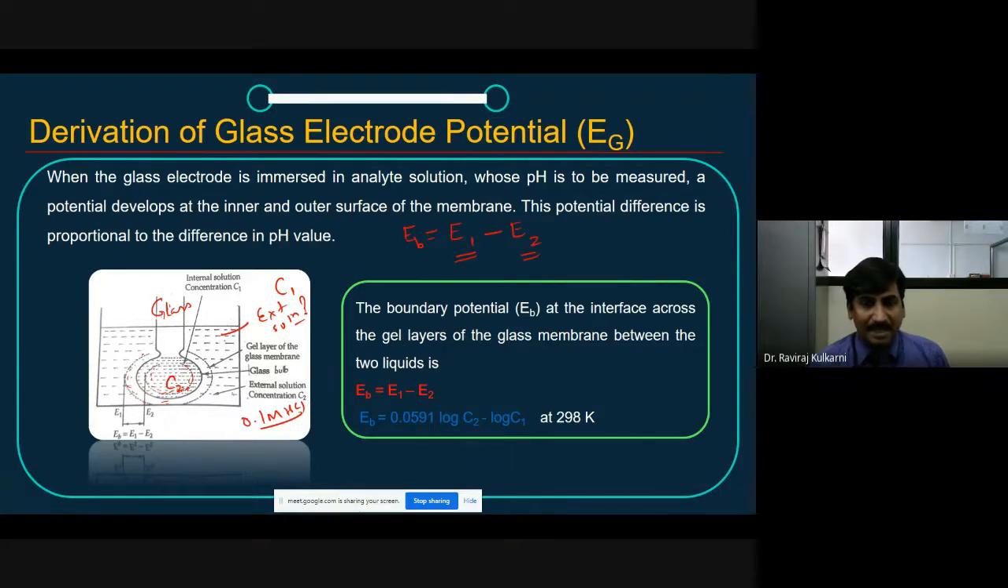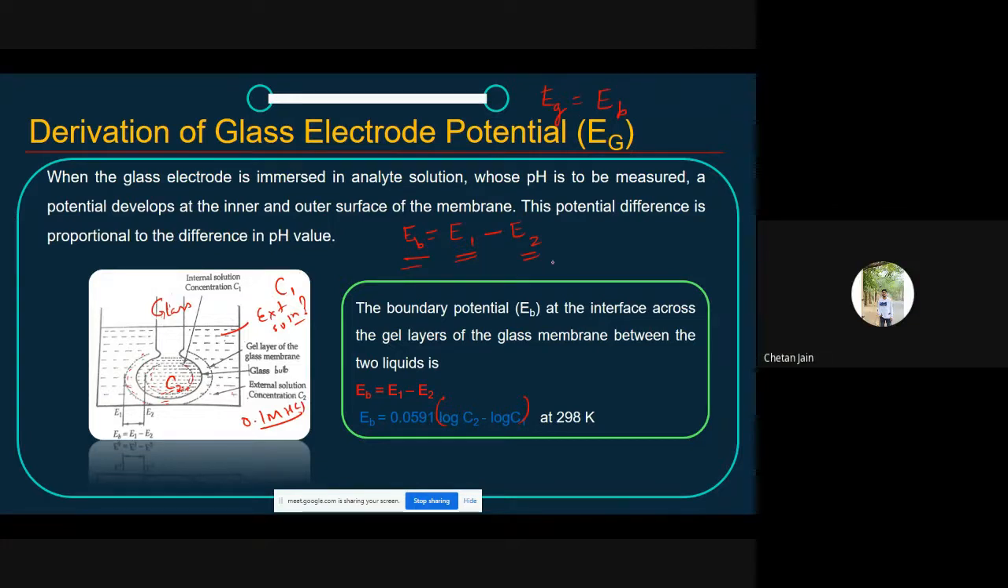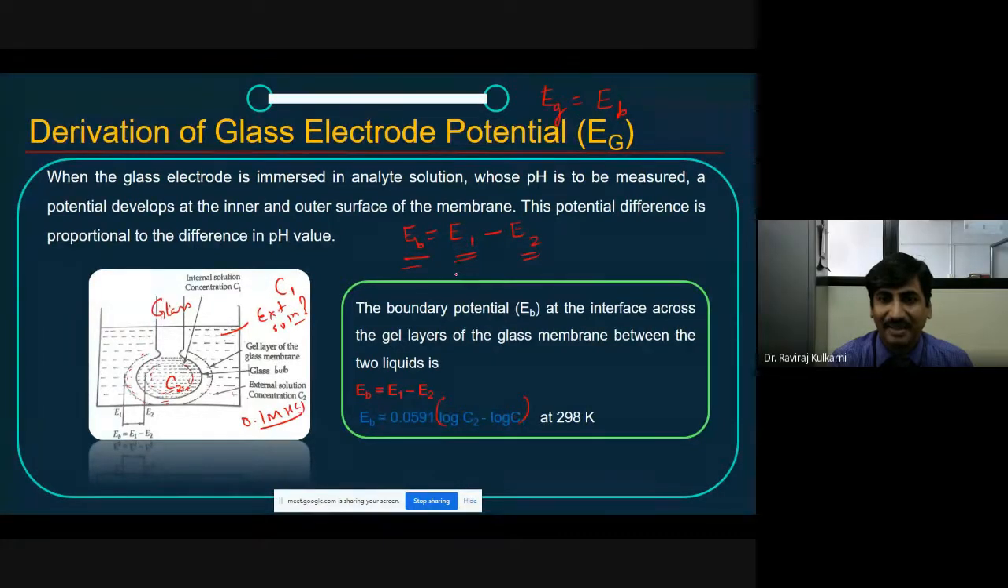So for the glass electrode potential Eg, I'm talking about the Nernst equation. It also contains the boundary potential. Boundary potential means that if the concentration of H plus ions on either side of the membrane is different, there exists a potential across the membrane. That is given by E1 minus E2. Now E1, I can write.